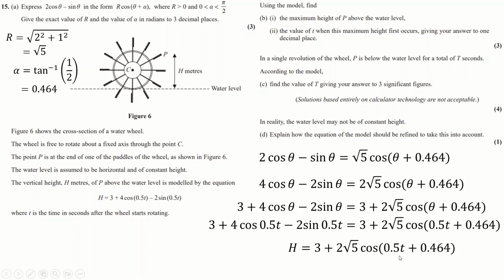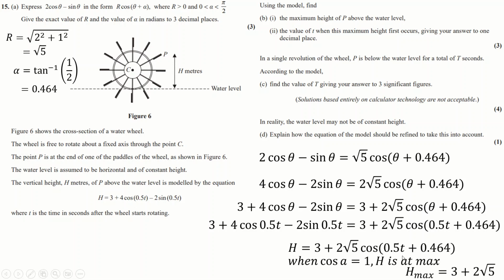Cos is a maximum at 1. Right, that's the biggest cos can ever be. No matter how complicated you make the expression in here, cos is not going to be bigger than 1 ever. So the maximum the height can be is when cos of this is 1, which means you just get 3 plus 2 root 5. So that's the h max.